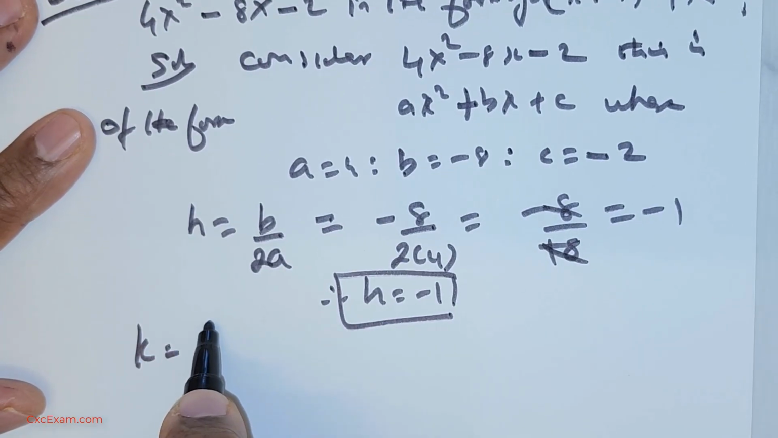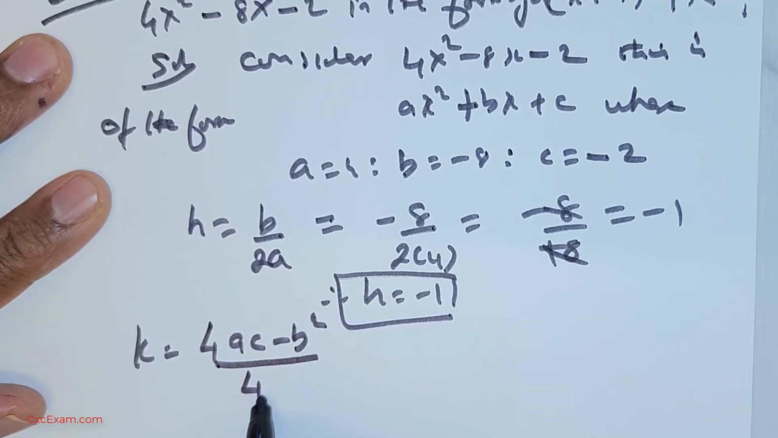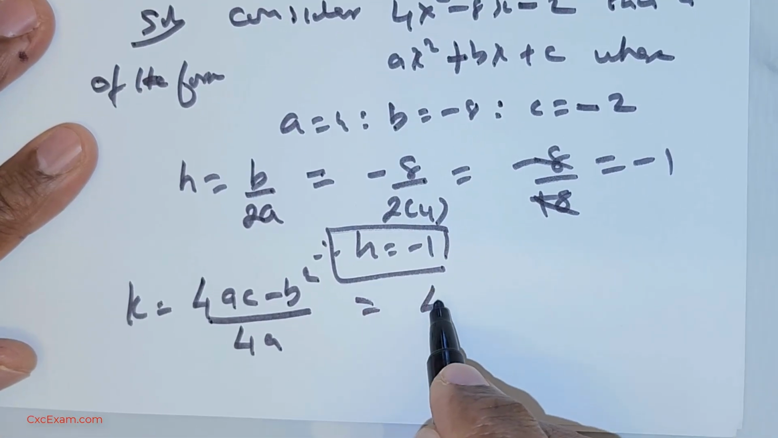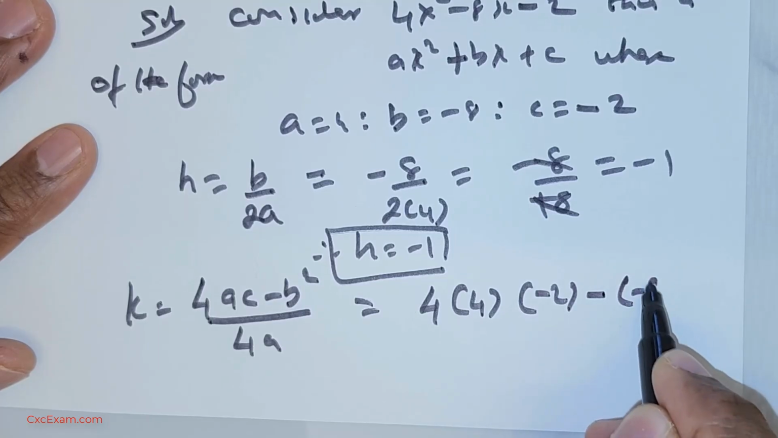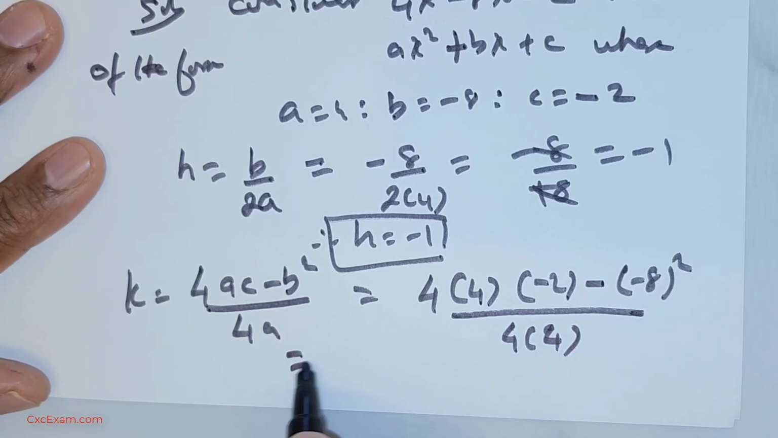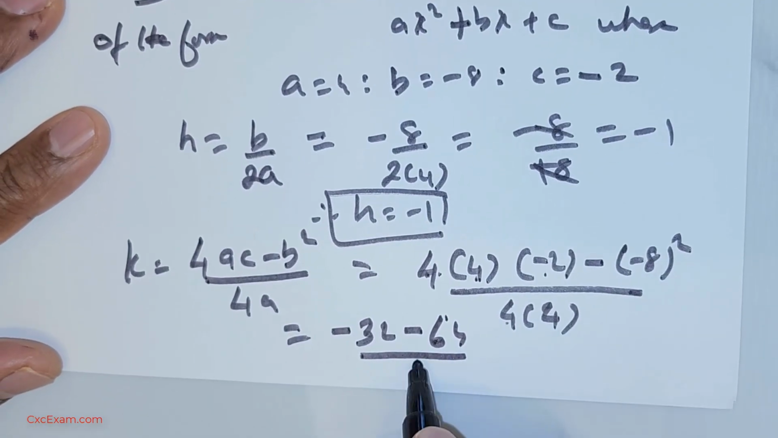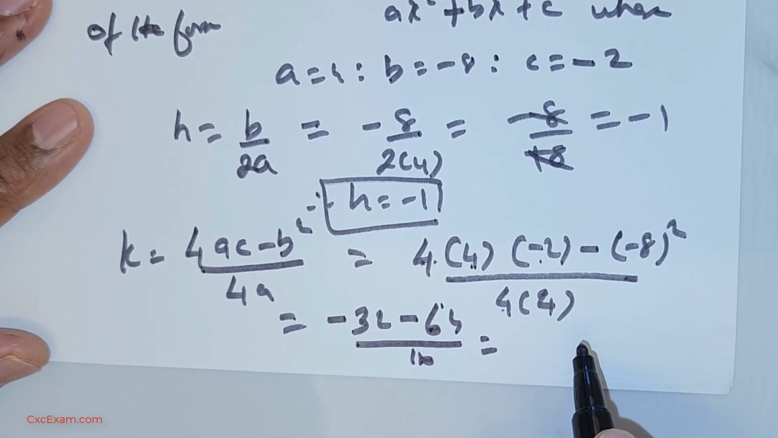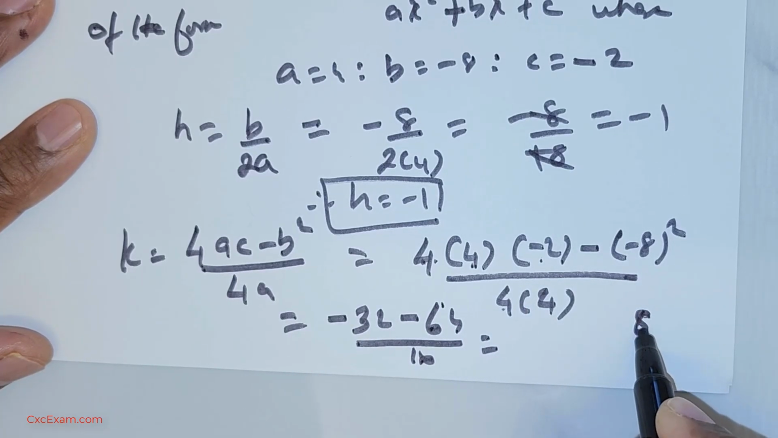Now k has got a formula which is 4ac negative b squared divided by 4a. So this is going to be 4 times of -2 negative of -8 the whole square divided by 4 times of 4. 4 4s are 16, 16 into 2 is 32, negative sign is there, so -32, 8 8s are 64, so this is divided by 4 4s are 16. Now you can add these two things together, which will give you 6.